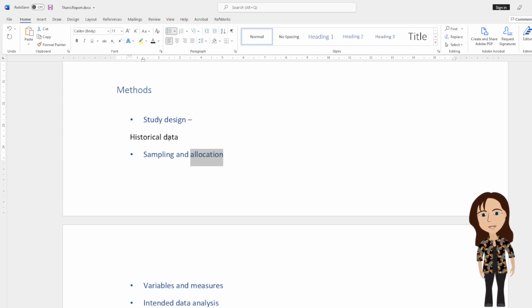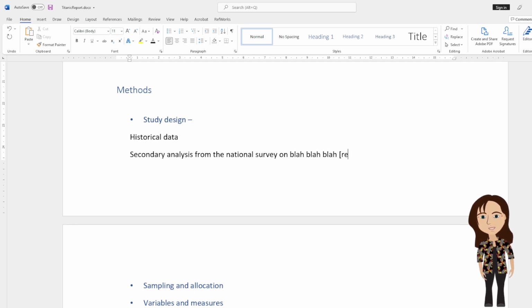If you've got data that was collected, you're treating it as secondary data. There will have been an original study design in most cases. So you'll need to go back and reference where the original paper or report of the methods was written. So if the original study was, say, a national cross-sectional survey, this is where you might put in that you're doing something like a secondary analysis from the national survey on such and such. And then you can put in a reference for the primary analysis or for the methodology.